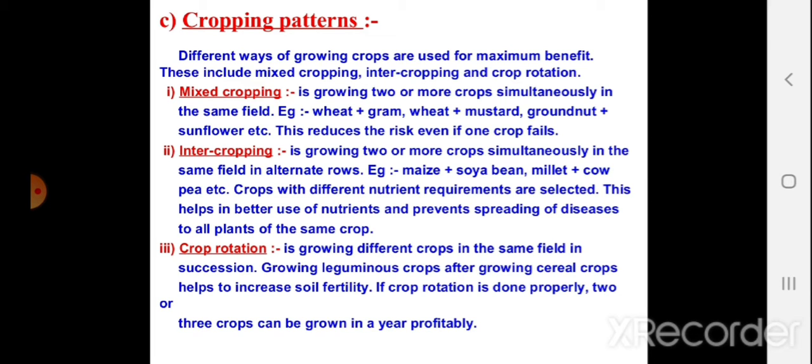So mixed cropping is just you divide your farm into two parts and you have a mixed cropping, or you just have intercropping which is with the use of rows. Now the third is crop rotation. Now crop rotation is like this year they grow wheat, for next year they have some other options. So growing different crops in the same field in succession.